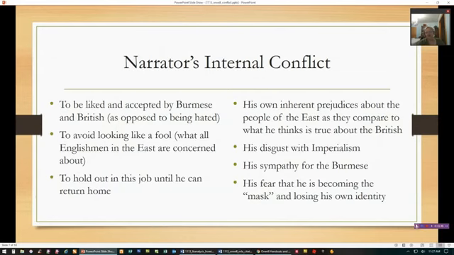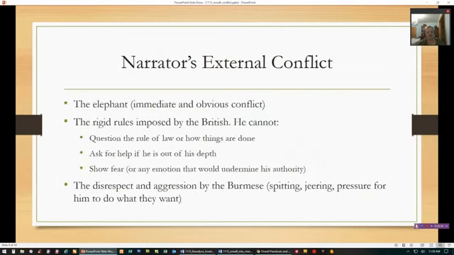And then he has this great fear that he's just becoming a mask, that he's losing a sense of who he is in order to do his duty and be the representative of Great Britain that he's supposed to. He has to fit this mask that he's been given of this is what it means to be a British officer. And he kind of doesn't know who he is anymore, right? So these are his internal conflicts.